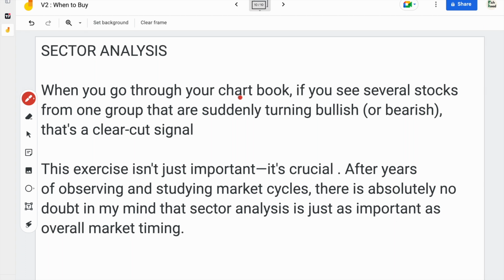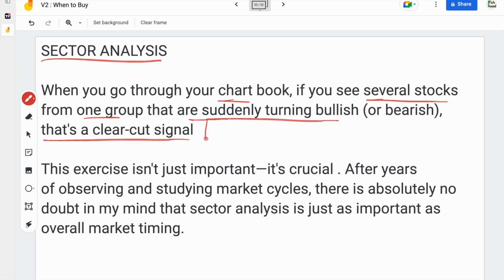So see, when you go through your charts, you see several stocks from one group that are suddenly turning bullish. That's a clear-cut signal. And I believe this is all that is required for a sector analysis. There is nothing else. You don't need to see the news. You don't need to see the balance sheet or the earnings or anything like that. You don't even need to see the individual index of that group.